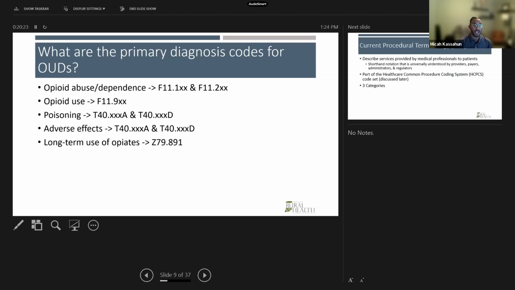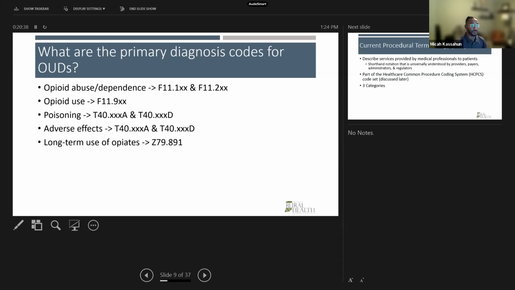And then when we're looking at adverse effects of OUDs, that will be T40, XXXA and D. They're just the same thing when related to poisoning. So adverse effects and poisoning do work in tandem.